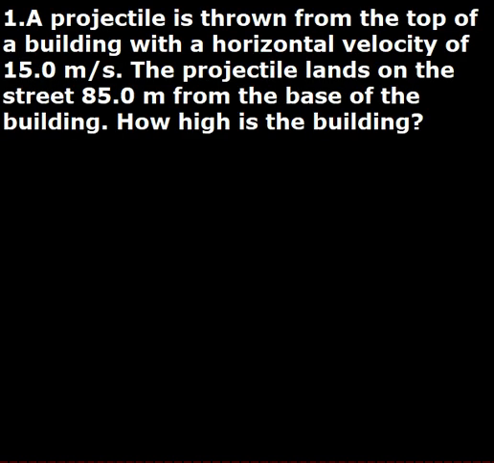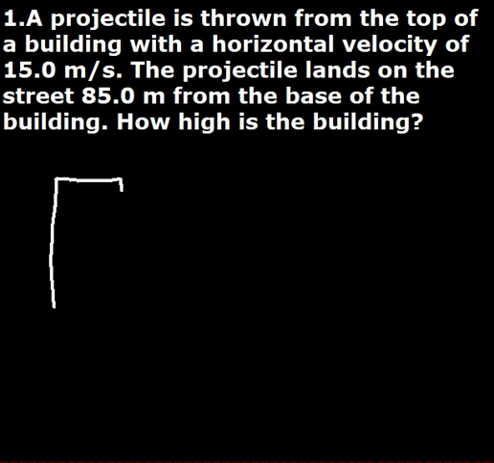So let's see some of the typical questions and appreciate how we can apply this. Let's say we have this question. A projectile is thrown from the top of a building with a horizontal velocity of 15 meters per second. Now the projectile lands on the street 5 meters from the base of the building. How high is the building? Now this is a typical projectile motion, which is the top horizontally released ground case. So you may think of having a sketch of the situation.